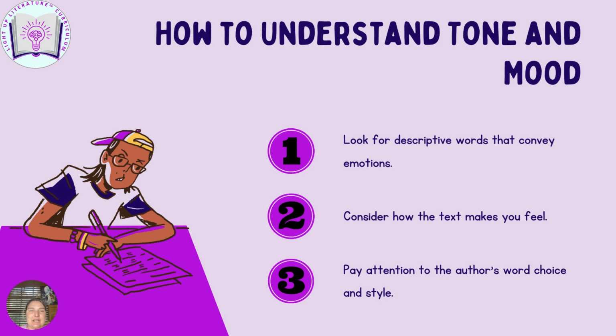So, when we're understanding tone and mood, we want to look for descriptive words that describe emotion. We want to consider how the text makes us feel. That means even if you're not interested in the article or whatever you're reading, we want to see, like, hey, how is this author trying to get one over on me, right? Be a detective. And then we want to pay attention to the author's word choice and style, because with word choice, there are deliberate meanings, and with style, there's different moods.